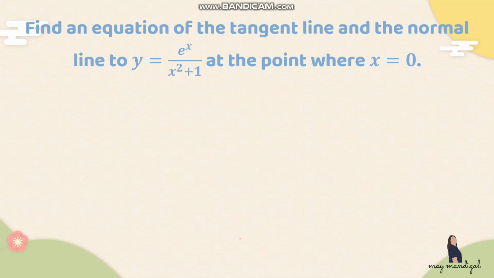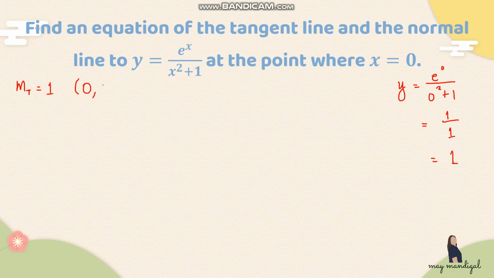Now let's solve for the equation of our tangent line and also our normal line. So the slope of our tangent line is equal to 1. Now the x value is just 0, so we do not have the y value. But what we will do is substitute 0 into this function so that we can identify the corresponding y value. So y is equal to e raised to 0 over 0 squared plus 1, which is just 1 over 1, or equal to 1. So the corresponding y value of that point is 1.